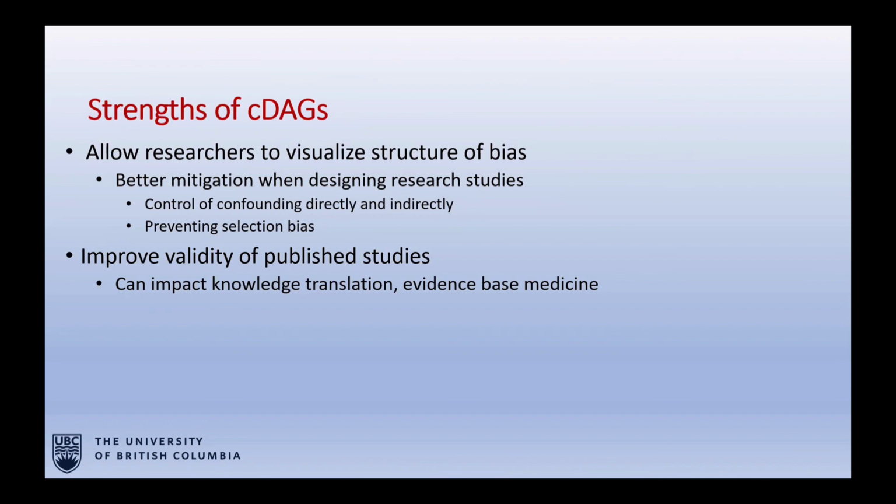Causal diagrams can be very helpful in showing us the structure of biases in observational studies, certainly to control for confounding, and certainly to identify areas where selection bias can occur. And of course, this can be very helpful in improving validity of observational studies, which, as you know, may have taken a bad rap in recent years, simply because of contradictory results of different therapies. And this perhaps could be one way to improve the strength and the validity of these studies.